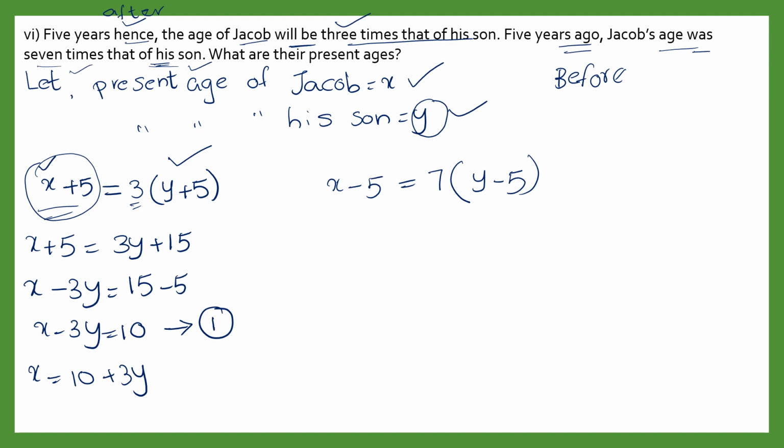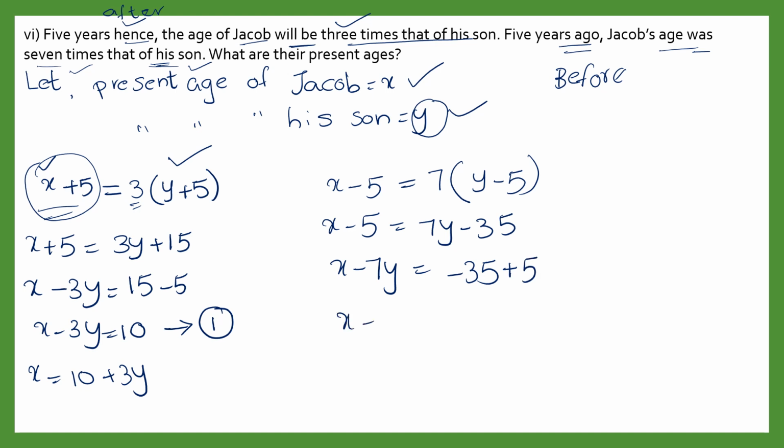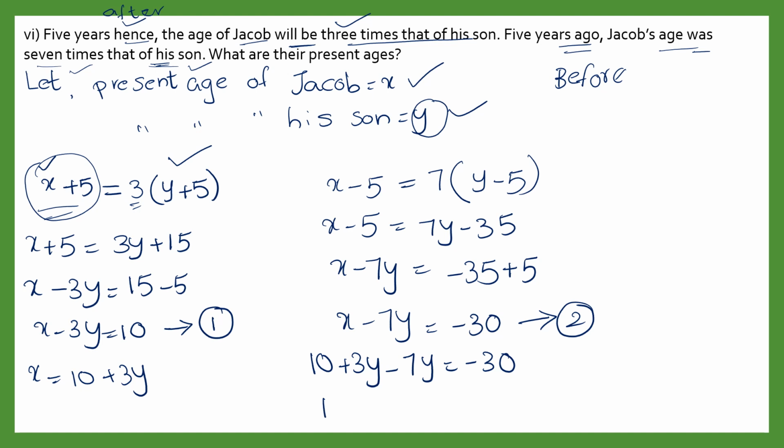They are telling 7 times. So you write 7 into y minus 5, and x minus 5 is equal to 7y minus 35. x minus 7y is equal to minus 35. Minus 5 on the left side will become plus 5 on the right side. x minus 7y is equal to minus 30. This is the second equation. When you solved the first equation, you got x is equal to 10 plus 3y. Let's substitute that in the second equation. 10 plus 3y minus 7y is equal to minus 30.